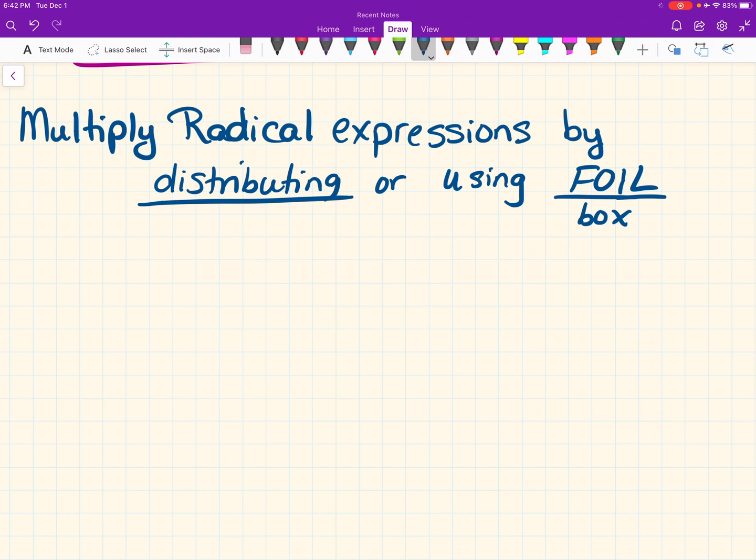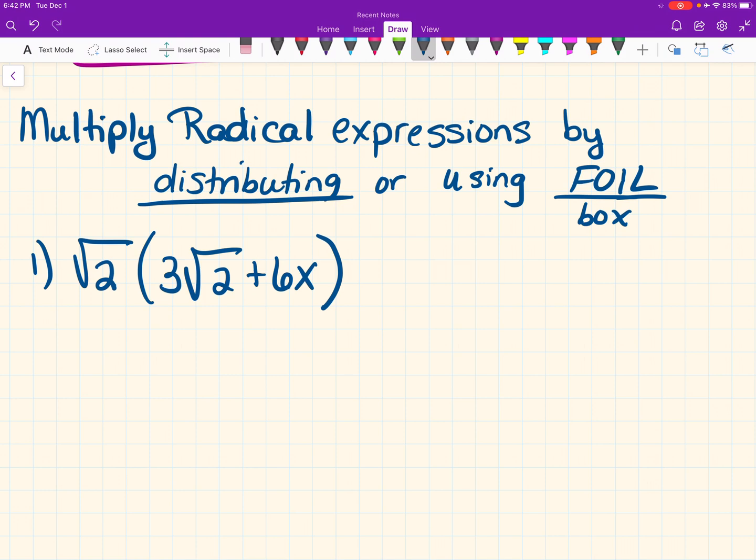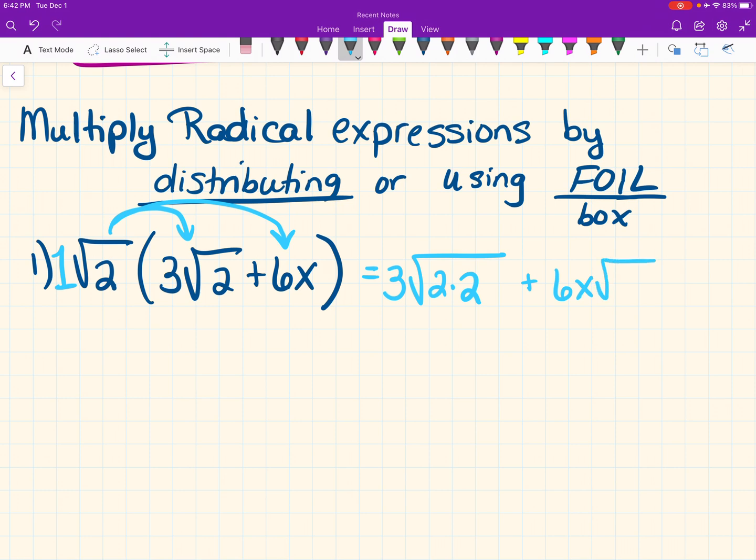Okay, so the first one is the square root of 2 times the quantity 3 root 2 plus 6x. Again, remember, we multiply the outside times the outside, inside times inside. So if we do this one, the outside of this is 1 times 3, so that's 3. On the inside, we have a 2 times 2. I'm going to leave that for a minute. Then on this one, the 6x is an outside number. It's not under radical. So that's just going to be 6x, and then we had the root 2 that we just distributed.